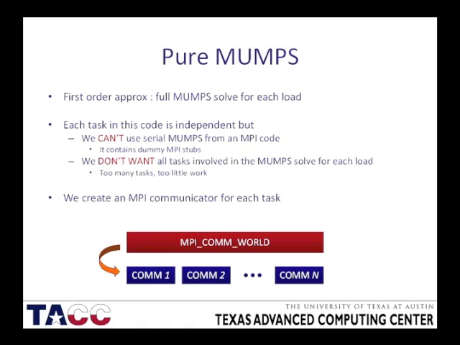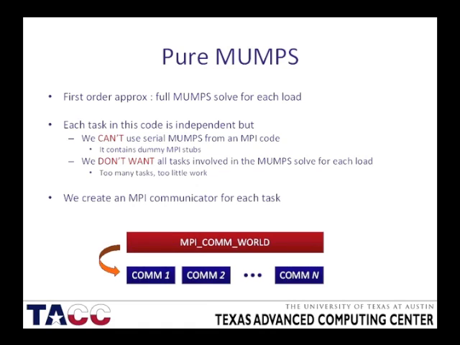And then we started finding problems. Essentially, every task behaves completely independently of the rest. So we would have to use essentially a serial solver in every task to begin with, but we can't if we're going to use MUMPS, because MUMPS was always built as a parallel code, and it contains dummy MPI stubs even in the serial version. So you cannot use the serial version of MUMPS from MPI.